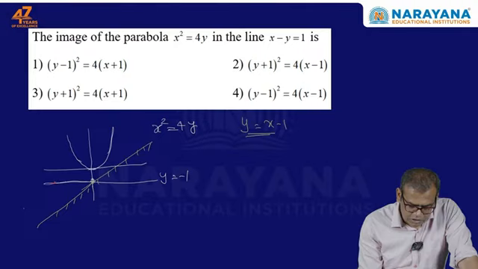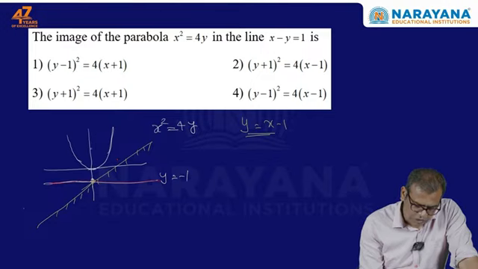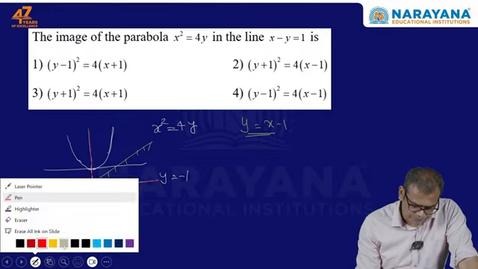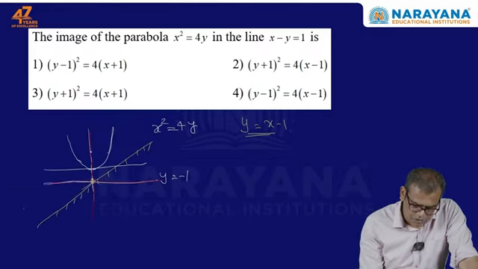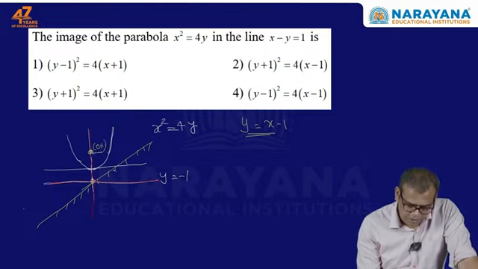This is the directrix. If you take the mirror image of the directrix with respect to this yellow line, it will come here. And here the focus of this parabola is 0 comma 1. So take the mirror image of 0 comma 1 with respect to this yellow line. You will find it will come here, right? It will come as the mirror image.